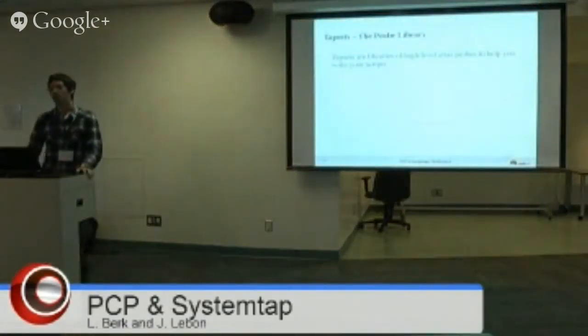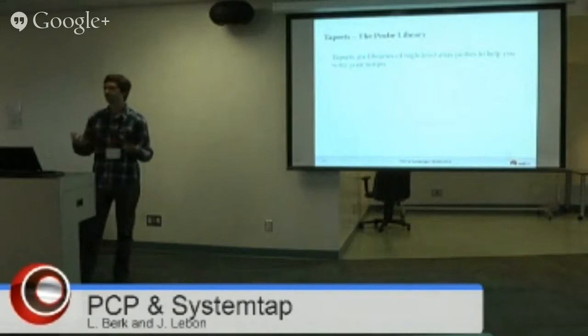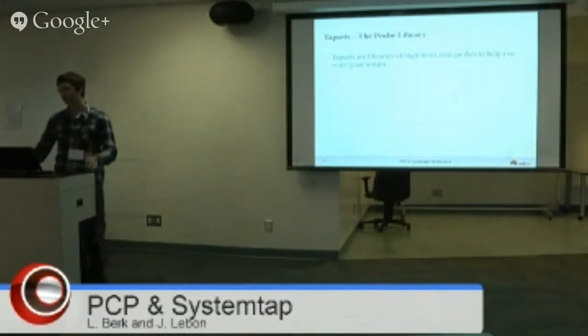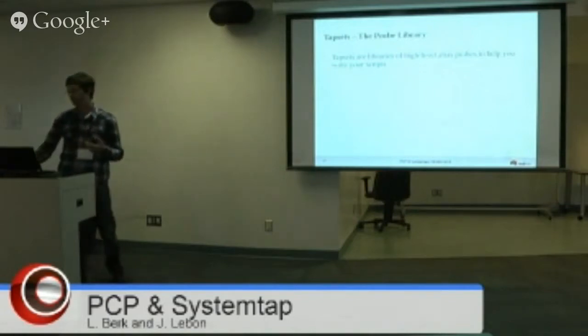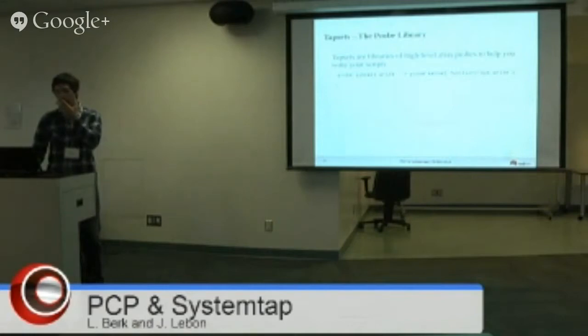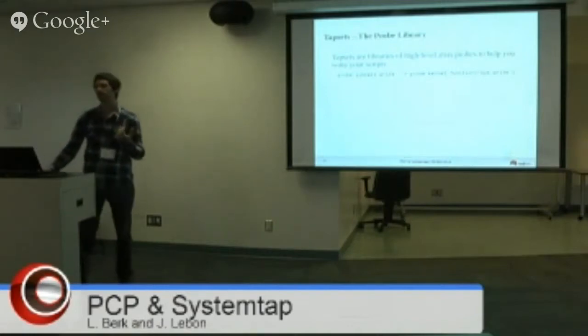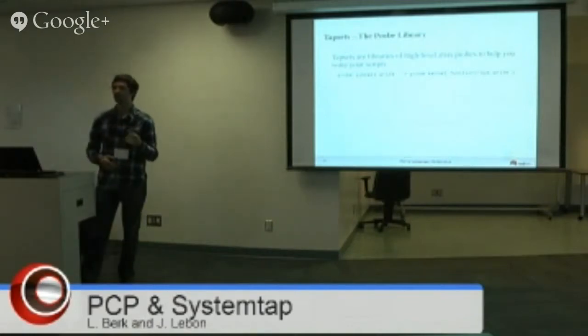Systemtap comes shipped with tap sets, which are pretty much analogous to a library in other languages. So what do they contain? One of the major things they contain are probe aliases. What does that mean? For example, as we saw before, instead of probing the kernel.function sys_write call, you can just do syscall.write. So what is the advantage of that?